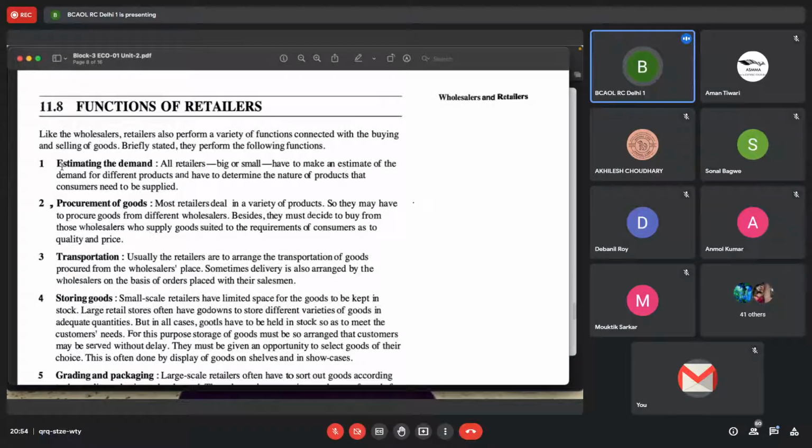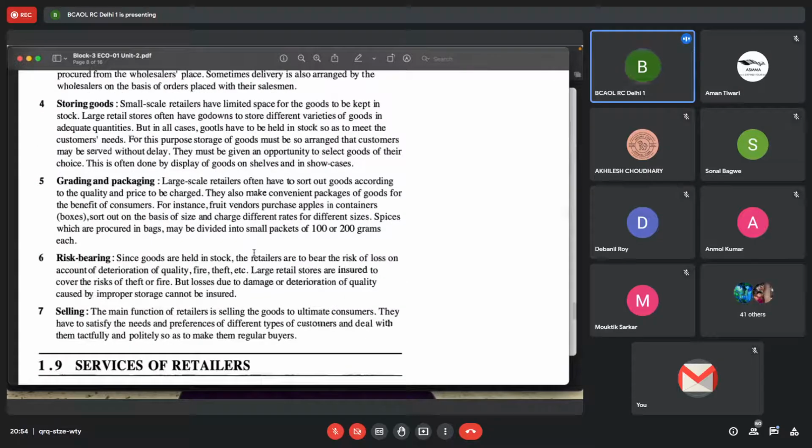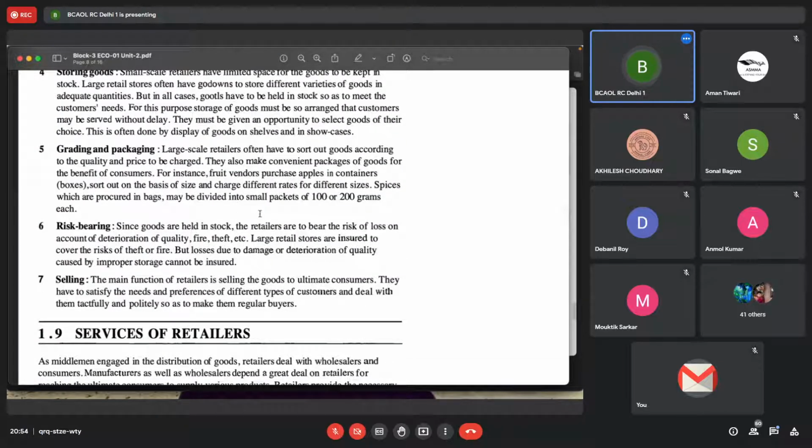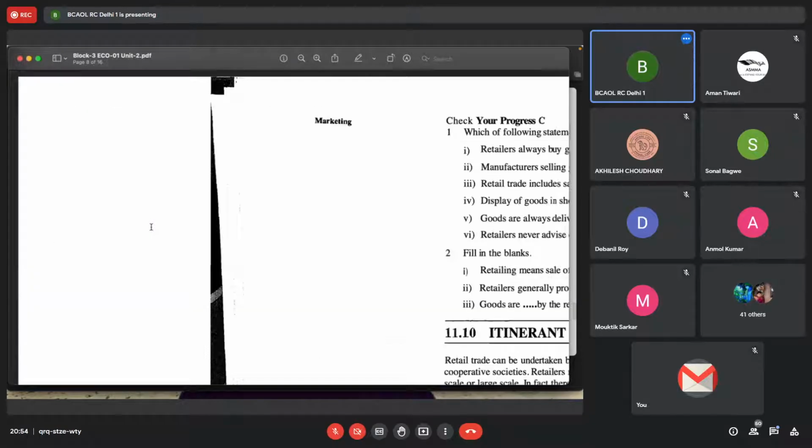Functions, again, estimating the demand. Like I said, they provide information from the customers to the people who are producing the goods, the backward flow of communication. So of course they estimate the demand, they get the goods, transportation, storage, grading, packaging, risk bearing. Risk is one point that you can fit anywhere, because risk is everywhere. They have a risk that some of the quantity does not get sold, people don't want it, and they're selling services. I'm not going to repeat these points.